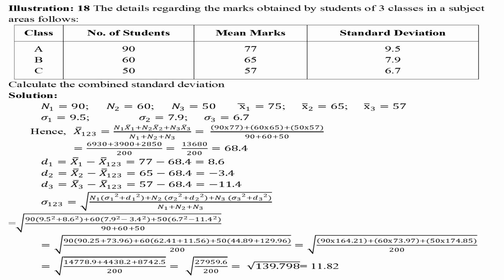Illustration 18 is regarding the marks obtained by students of three classes in a subject. Since 3 classes are given with respective standard deviations, standard deviation of 1, 2, 3 should be calculated through the formula. X bar 1, 2, 3 should also be calculated before that.